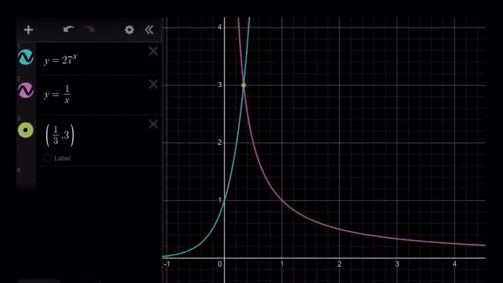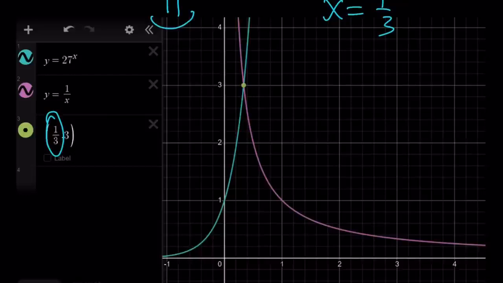So I graphed 27 to the power x and 1 over x. Obviously, one of them is increasing, one of them is decreasing. They're going to intersect at a single point, and that is where x equals 1/3. And this brings us to the end of this video.